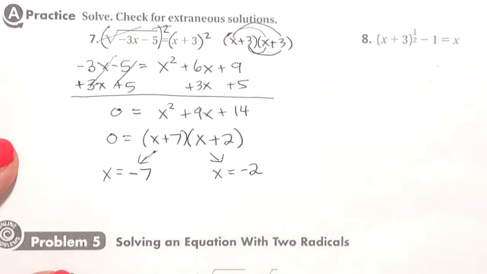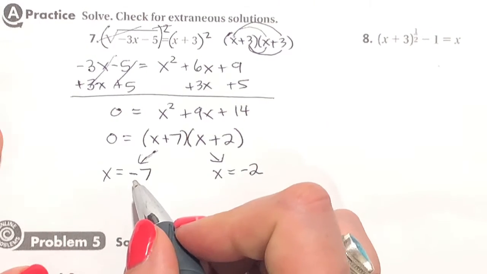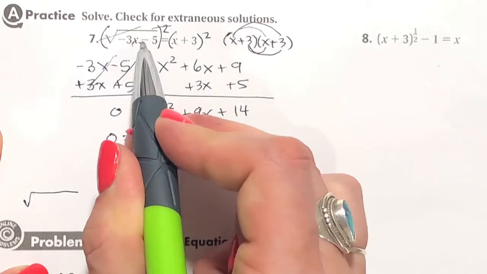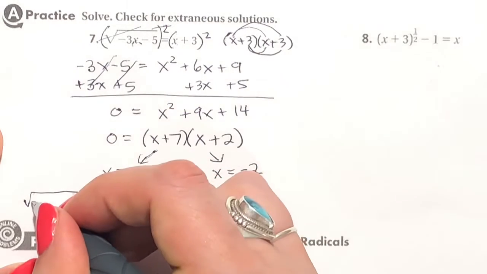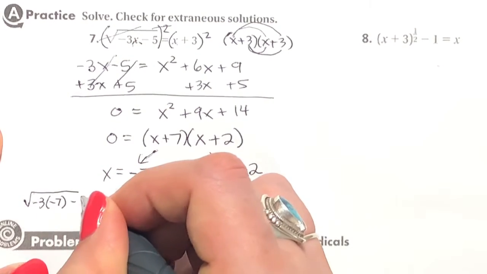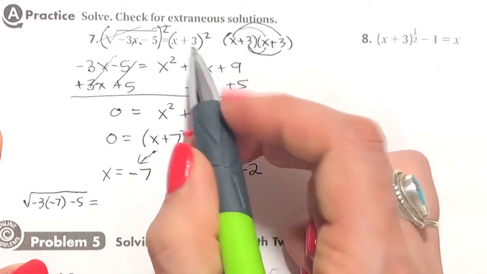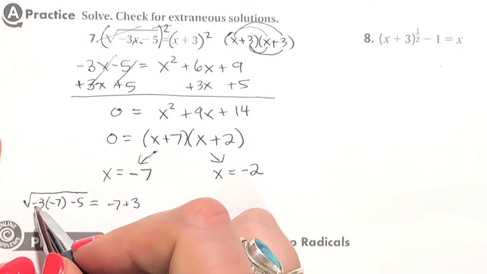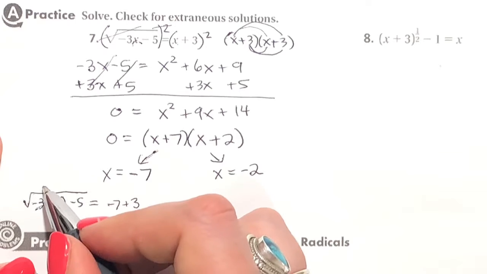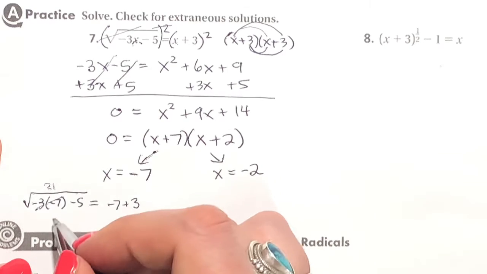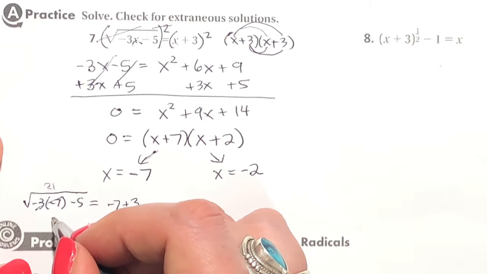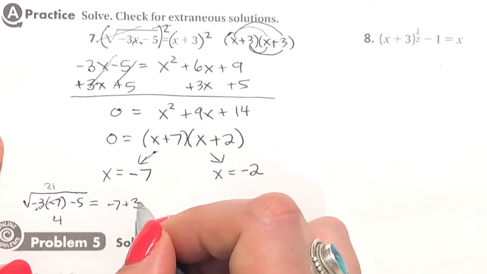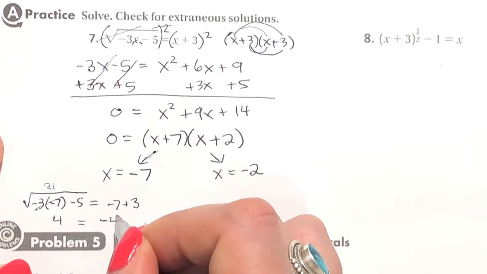But again, we want to check. So let's check by plugging negative 7 in. So I'm going to plug negative 7 in for 2 x's. Remember, we had 2 of them. So negative 3 times negative 7 minus 5. And then that needs to equal x plus 3. So negative 7 plus 3. So if we simplify, negative 3 times negative 7 is a positive 21. 21 minus 5 is 16. The square root of 16 is 4. But then here we have negative 7 plus 3, which is negative 4.